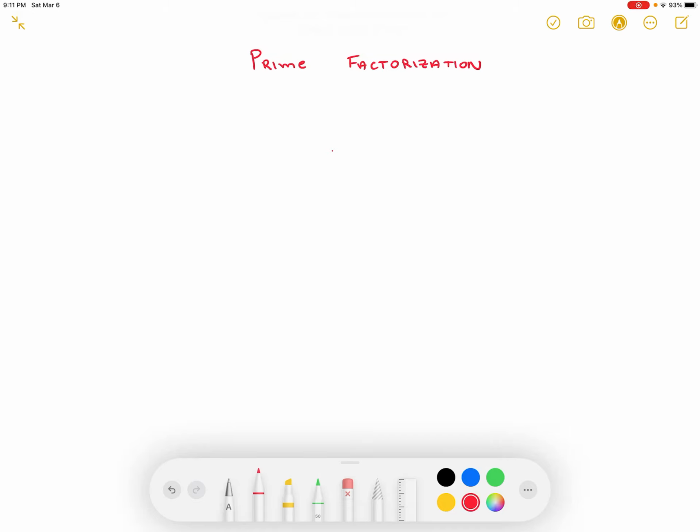Hello, today we are talking about prime factorization. Prime factorization. Basically, this is how you break down a number. So, let's say we had the number 26, and I ask you for its prime factorization. This is what you would do.